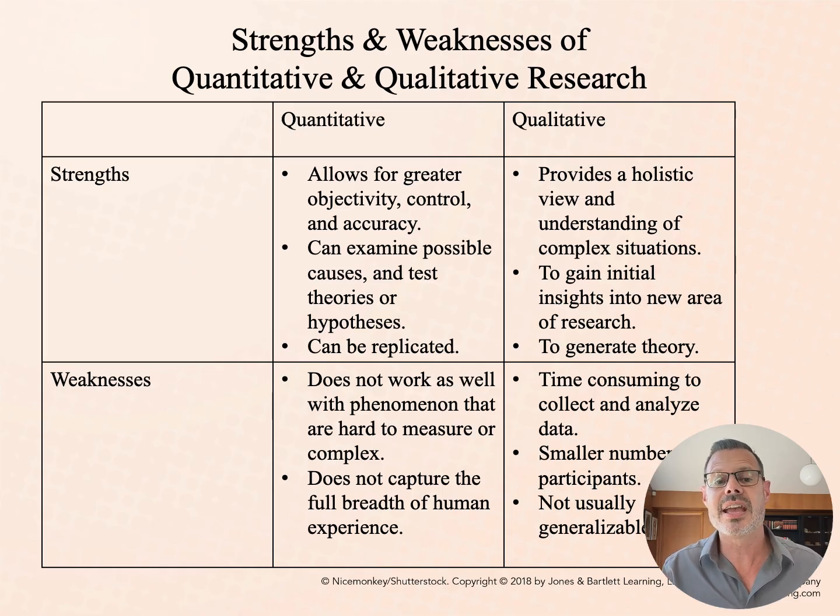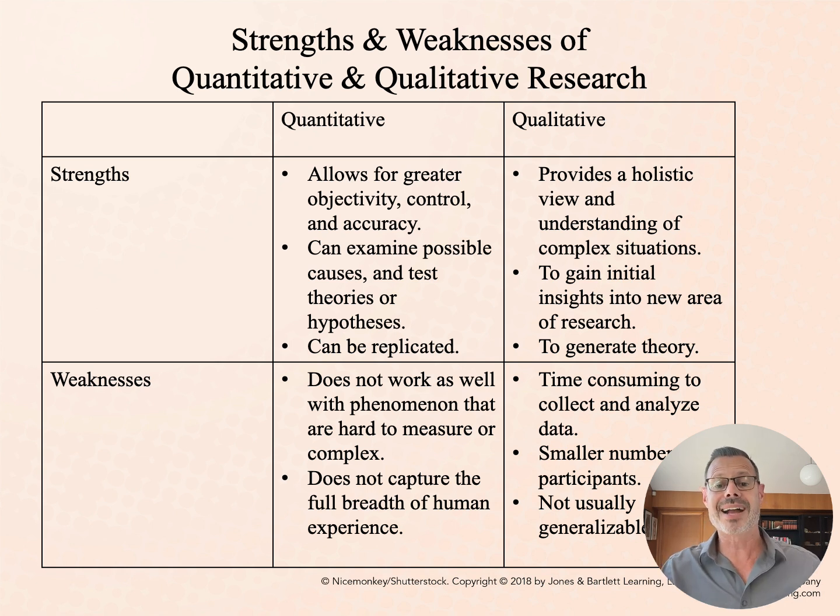How do I create a quantitative study that takes every single one of those into account and separates them in a way that allows me to focus on a singular or 2 specific items? Does that make sense? So that's where it's a little bit more difficult, right? And it doesn't capture the full breadth of the human experience, which is where that qualitative research comes in, right? That qualitative research provides a holistic view and understanding of complex situations. We gain initial insight into new areas of research, and we can generate a theory that we may be able to go back to and create our quantitative research study design that we can then test, okay?